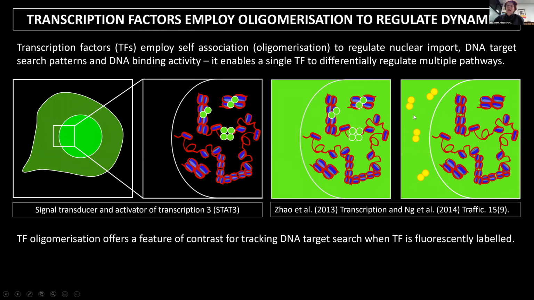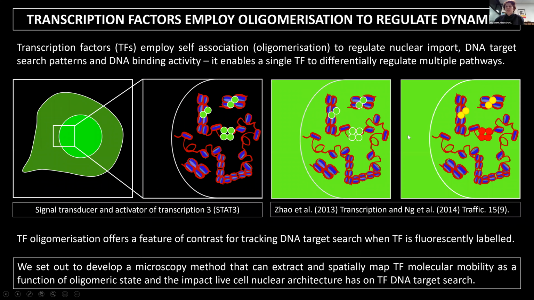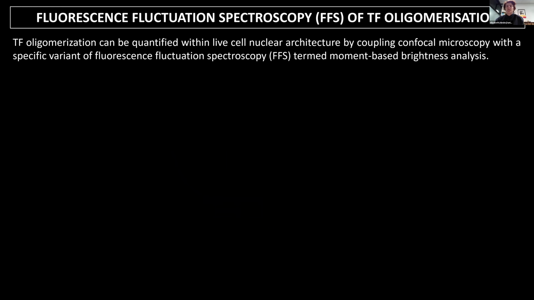But if we were to analyze the brightness of these different species, this would in some way give us a way to track these individual complexes, and similar to single particle tracking, give us a way to isolate a few molecules in a sea of monomers. So in the end, the monomer becomes our background because these brighter species become visible via the brightness analysis. So we wanted to develop a method that could track molecular mobility as a function of oligomeric state, and therefore map the impact live cell nuclear architecture has on transcription factor DNA target search.